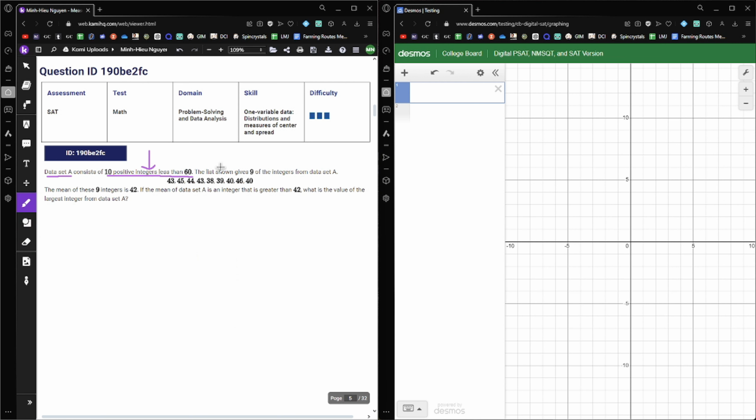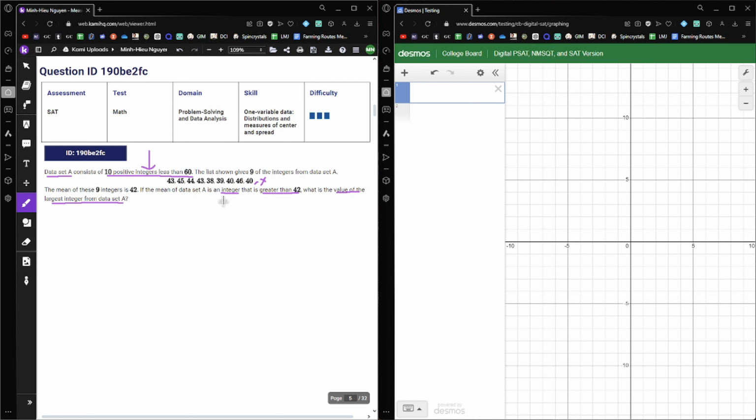Alright, then it gives us this list that has 9 of the integers from dataset A. So this list right here is missing one extra number. We know that the mean of these 9 numbers is 42, and that the mean of dataset A is an integer greater than 42. So all 10 numbers is going to have a mean that is greater than 42 and doesn't have decimals. Then it asks us to find the value of the largest integer from dataset A. So we're going to have to find the very last number that makes this list have a mean that is greater than 42 and it's not going to have decimals.